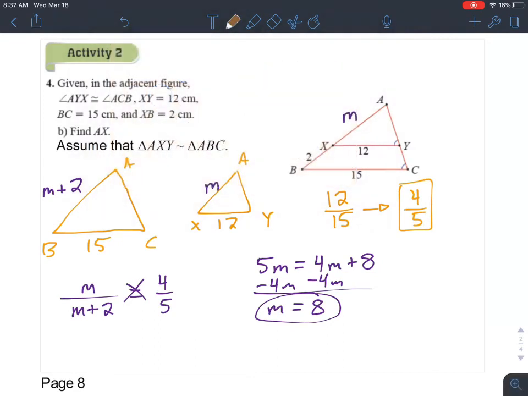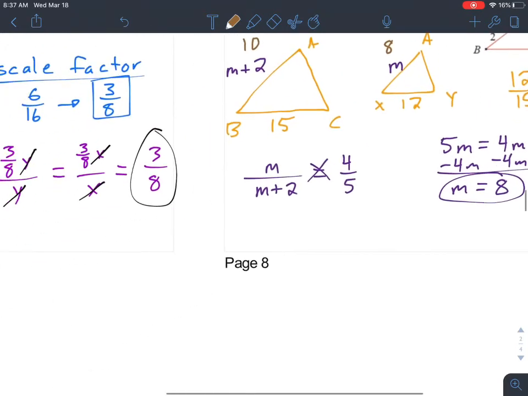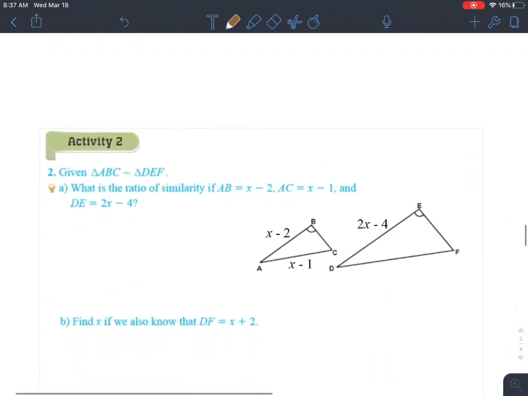If we wanted to check our work, because we have found now that that was 8, and then that means that M plus 2 is 10, 8 over 10 does indeed simplify to become 4/5. So that's how we can check our work and see that we were correct.